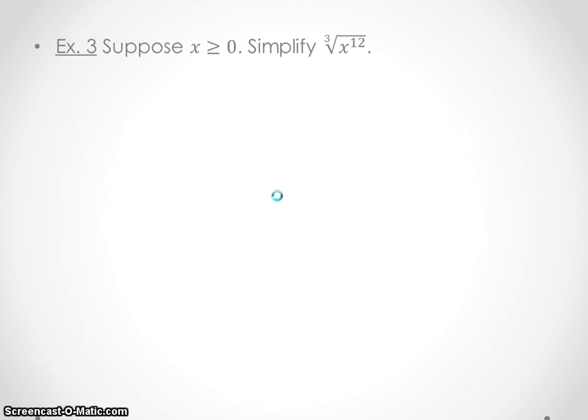Okay. So it says, suppose x is greater than or equal to 0. So we're working only with the positives. So we're going to simplify the cube root of x to the 12th. So let's start practicing our translation here. So third root of x to the 12th power. We can translate that into power notation. If you want, we can do it one step at a time.